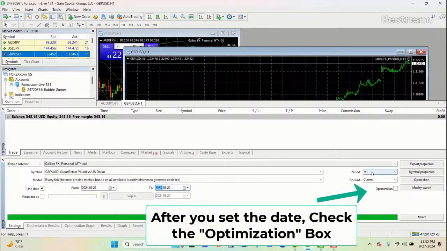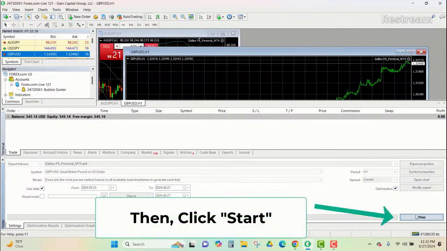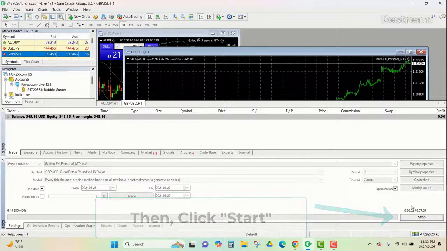And then go to your optimization right here and click it. And then click Start. And you let it work. It's optimizing right now to find out what exactly is the best settings for the bot to be on.